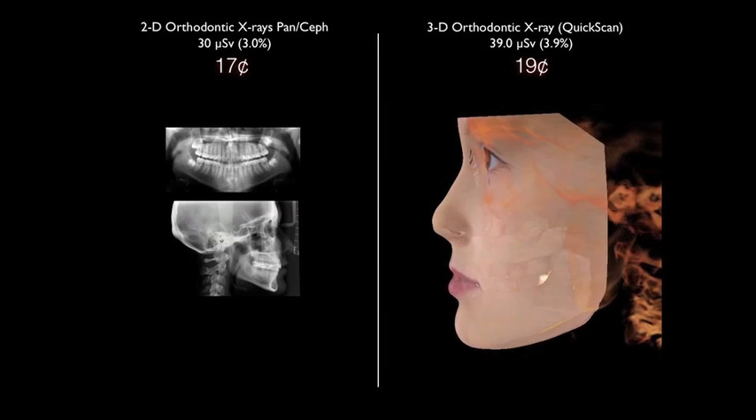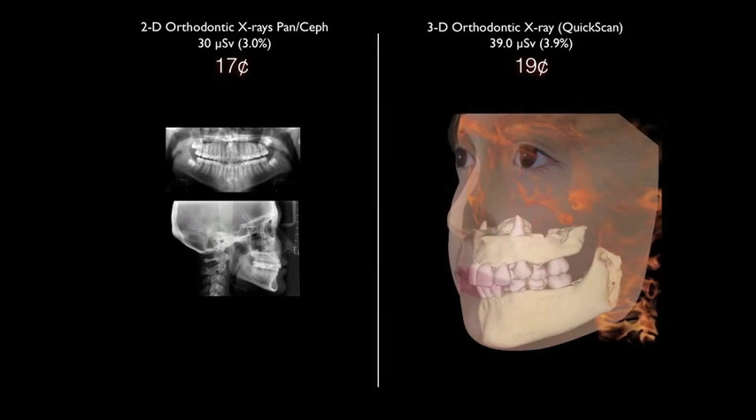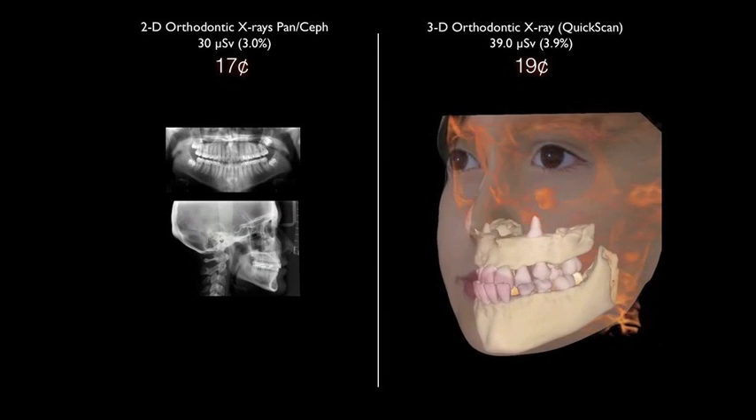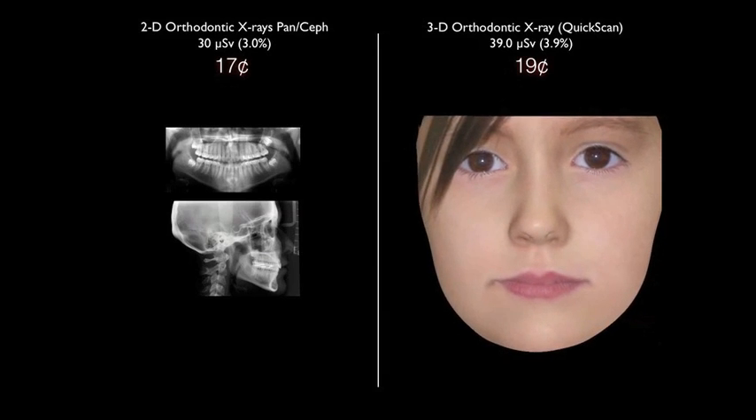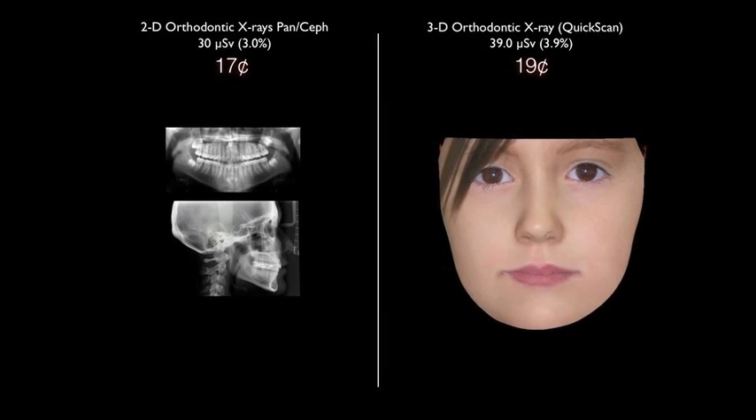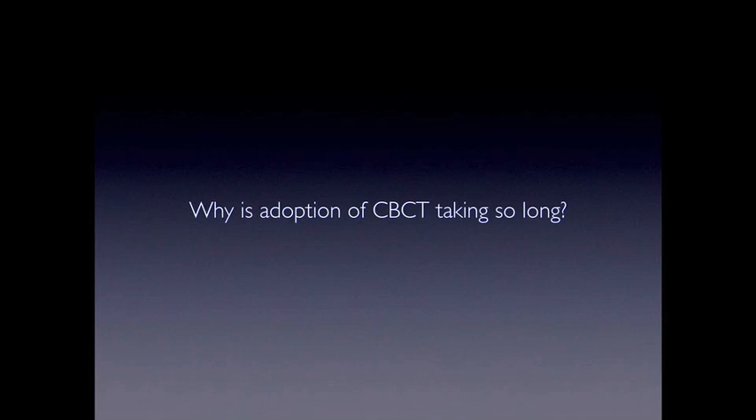And as we move forward, there's no question that the research will catch up with the clinical data that we're actually seeing in our practices for those of us that have embraced the CBCT technology. We're really moving into a new era, and I think ultimately this discussion of dosimetry will be in the past. But some of us who have been involved in CBCT for a long time are beginning to question, well, why is it taking so long for this to take off?